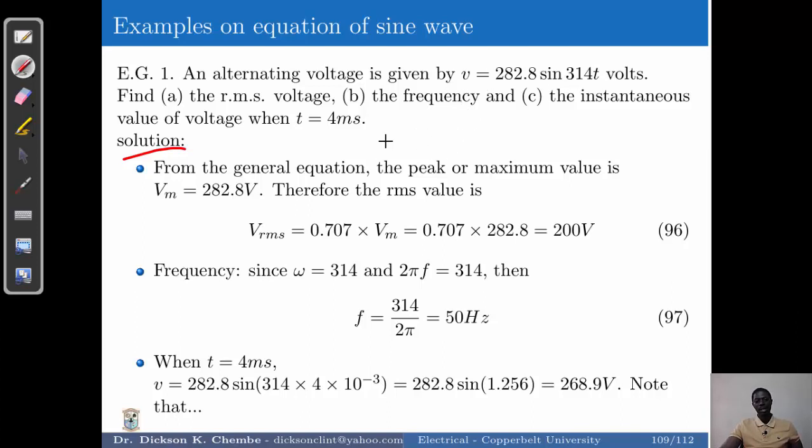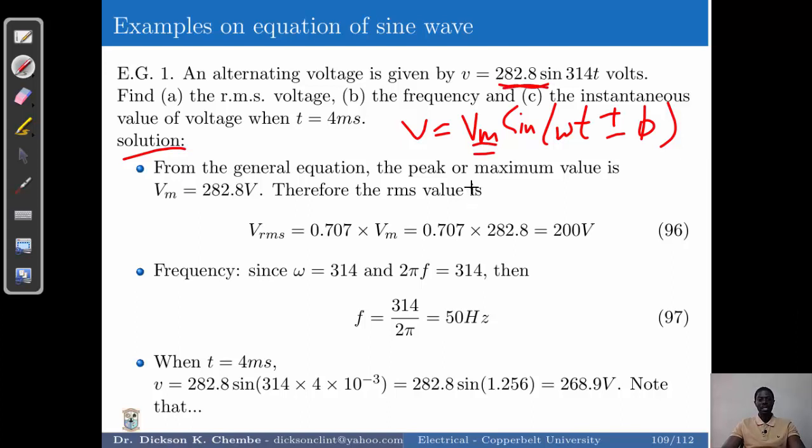You remember from the general equation, we are saying V is equal to Vm sine omega t plus or minus phi. So what we have here is Vm is equal to 282.8 volts. So the maximum value here has been obtained as 282.8 volts. Therefore, we are asked to find the RMS value, which we know is 1 over root 2 or 0.707 times the maximum value. And this gives us 200 volts as the RMS value.